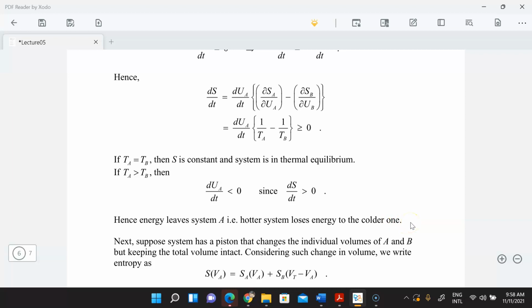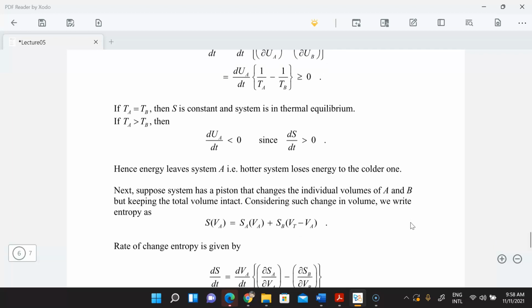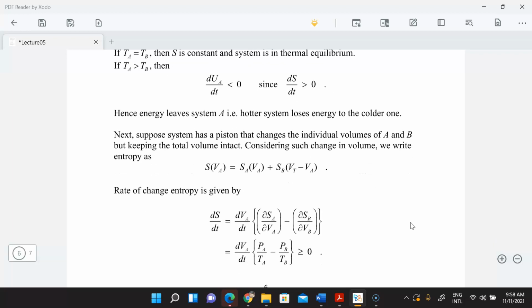Now, that's done for the case of thermal equilibrium. Remember that we have many different types of equilibrium that we have seen before. So let's introduce the others. In this particular case, we want to introduce, for example, mechanical equilibrium.